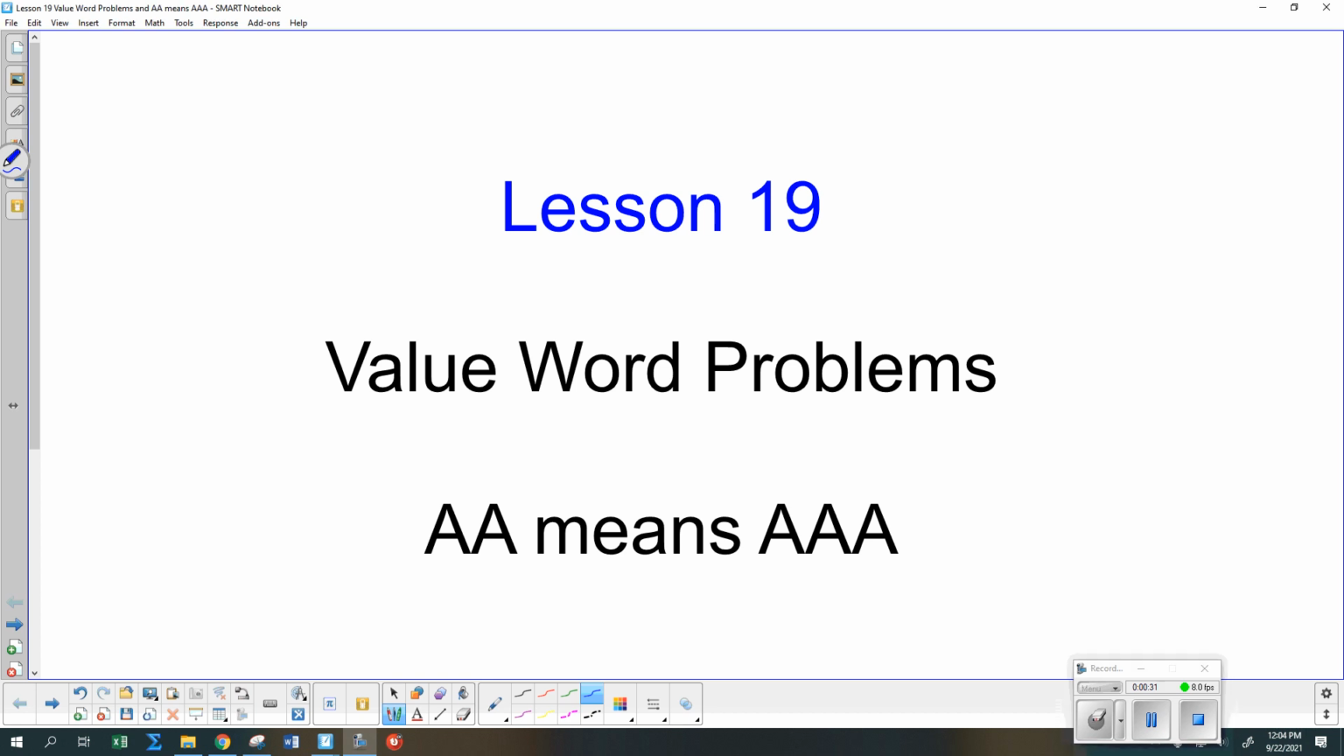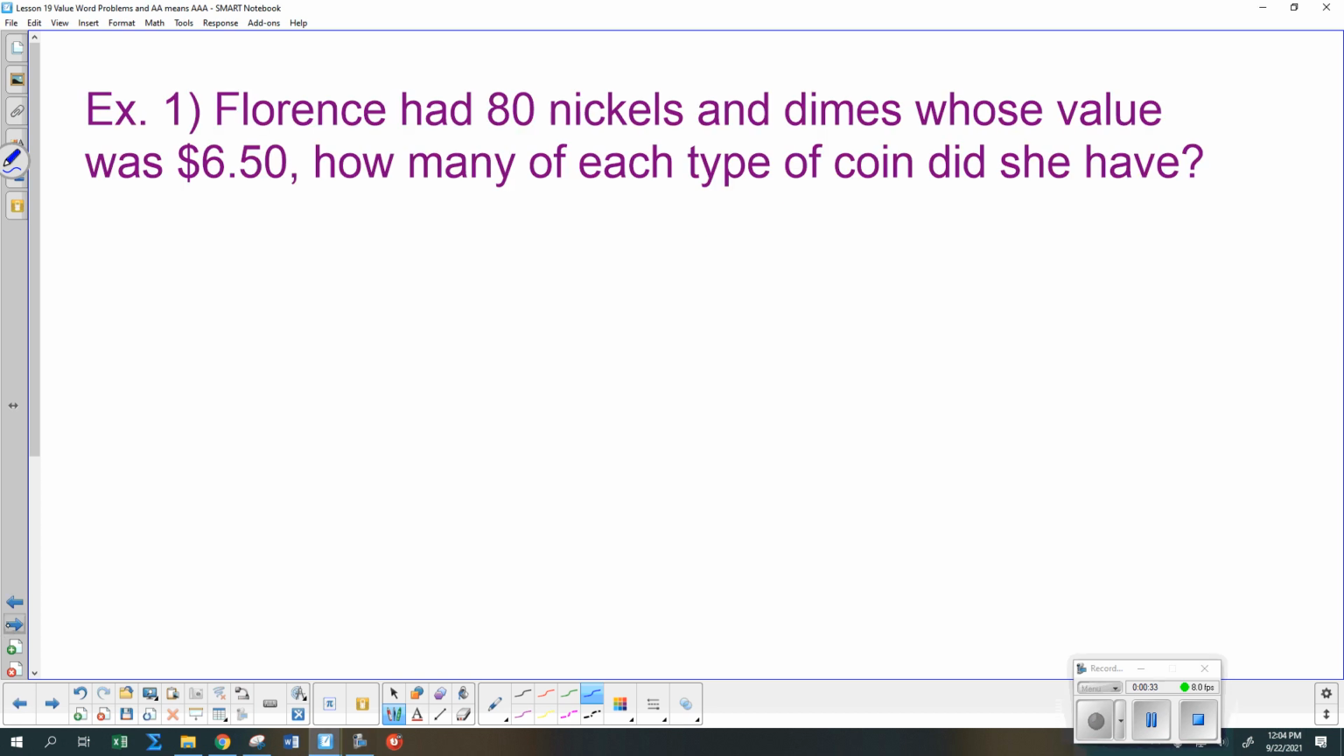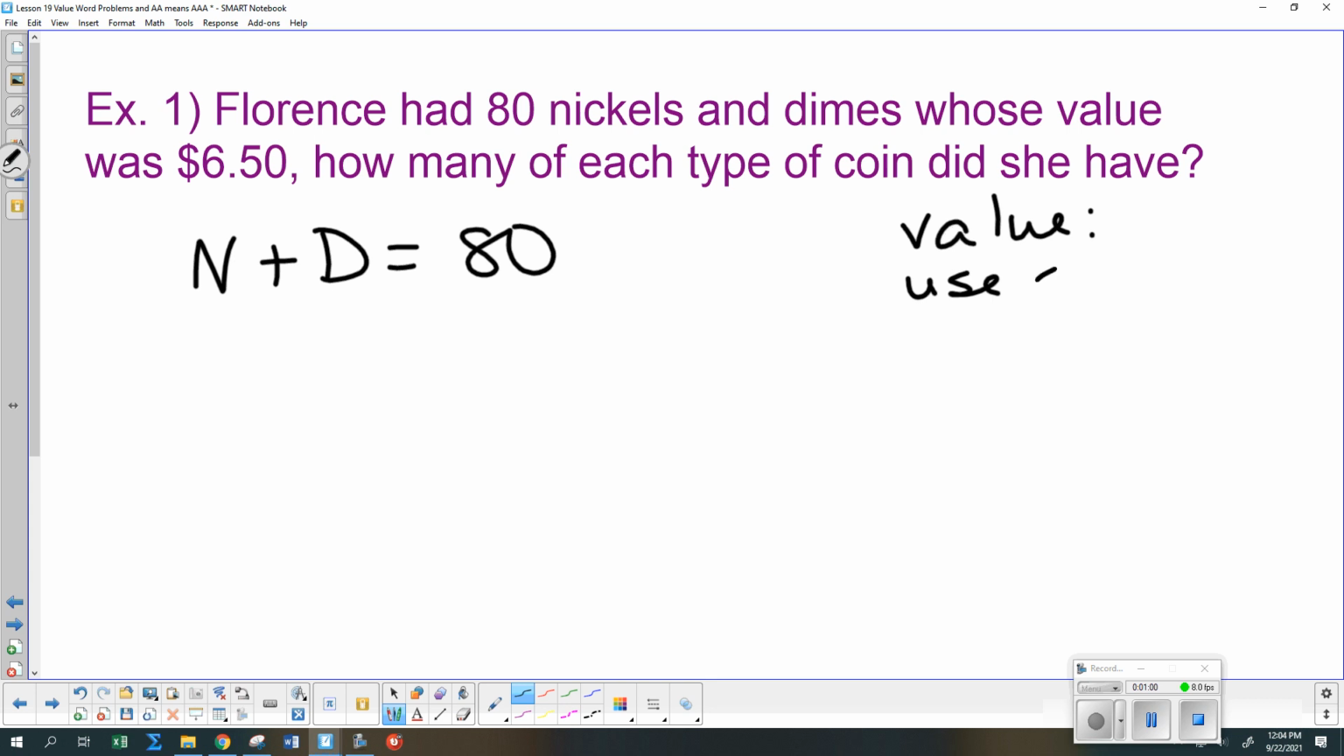So first let's review our word problems. This one says we have 80 nickels and dimes, 80 coins that are all just nickels and dimes. So we write that one down. One is just always how many coins or how many other items total we have. Then when we are doing value, we are going to use cents, not dollars.